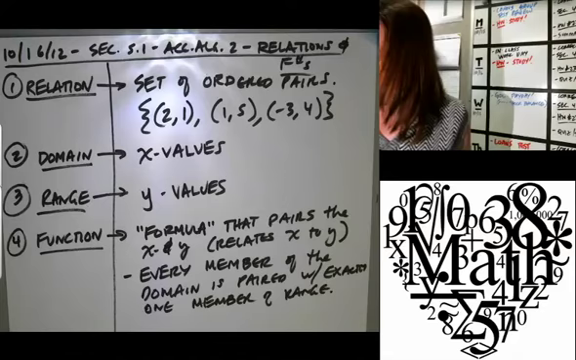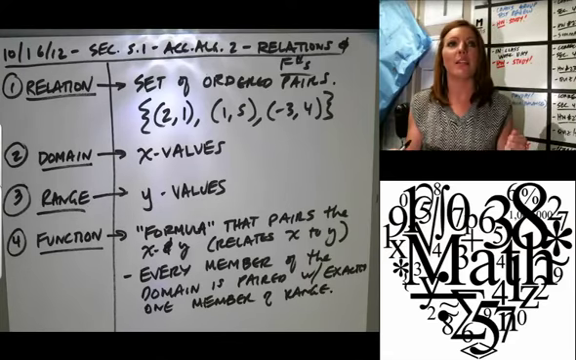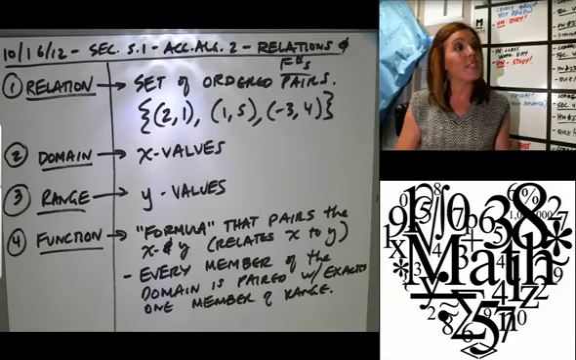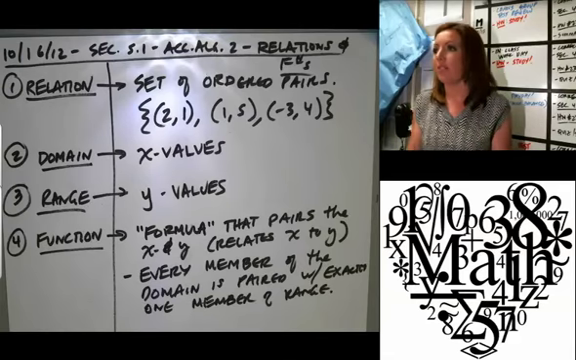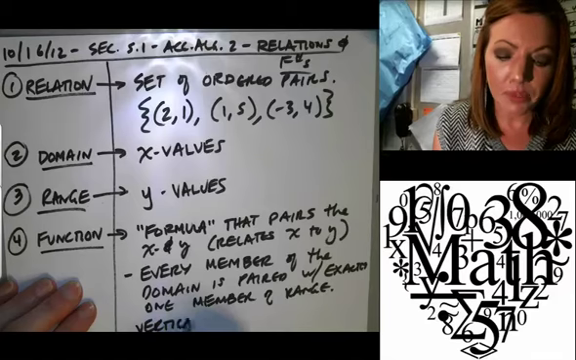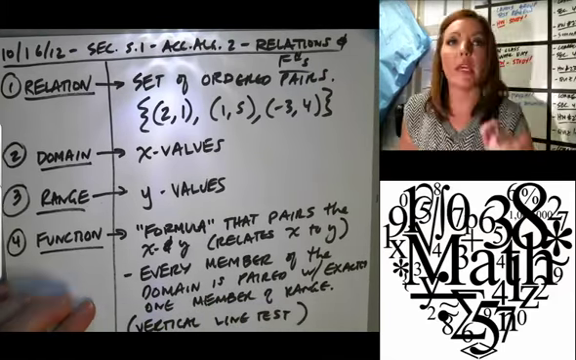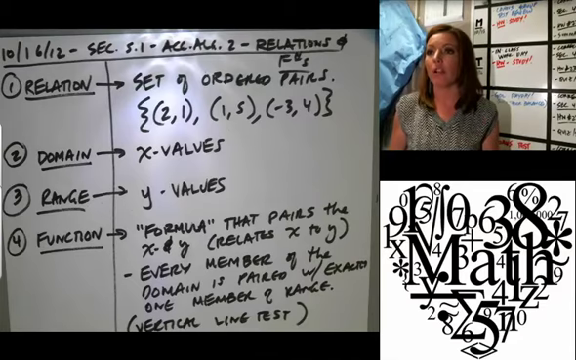All right, so we're getting kind of low here. And then, like you all just very enthusiastically reminded me, the vertical line test is one way to test whether you have a function or not. Okay, so the vertical line test, when you have a graph, that's one way that you can test whether you have an actual function or not.